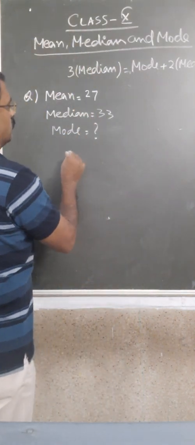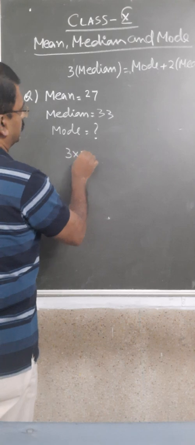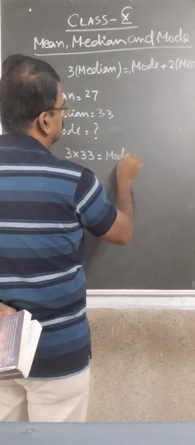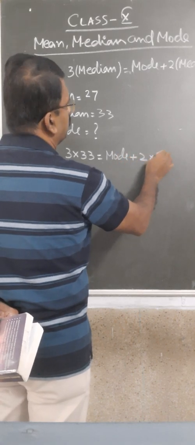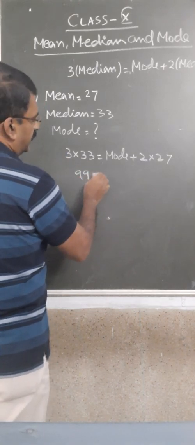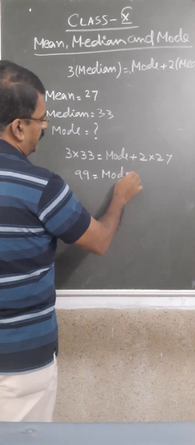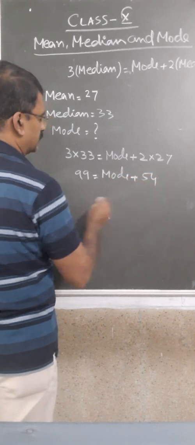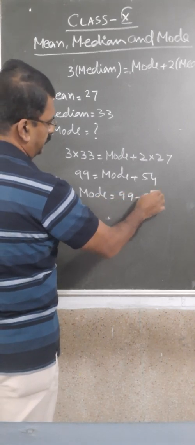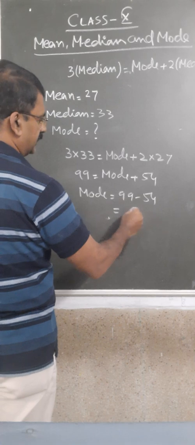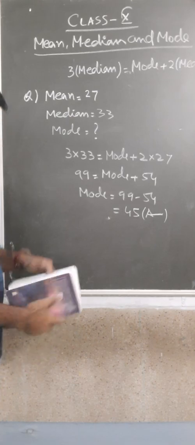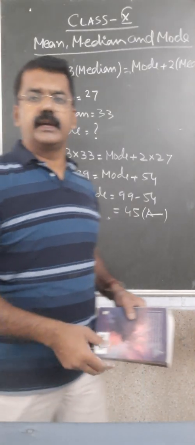So if we apply that formula, 3 times the median, so 3 times 33 is equal to mode plus 2 times mean, that is 2 times 27. Now 3 into 33 will be 99 is equal to mode plus 54. So mode will be equal to 99 minus 54, and when you subtract, it will be 45. So the mode is 45. The answer is 45. The mode is 45.